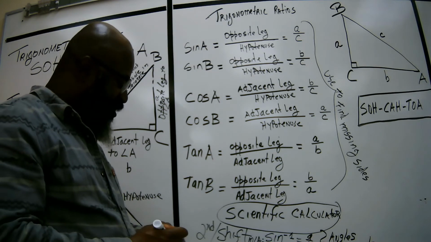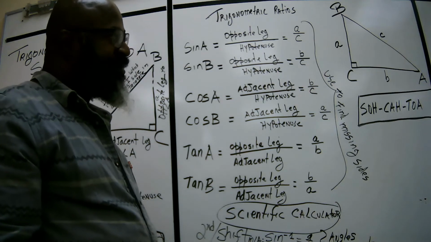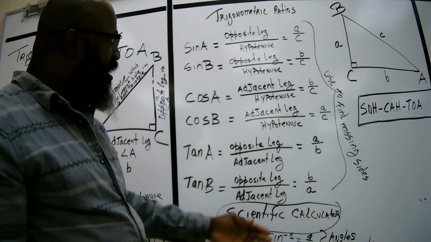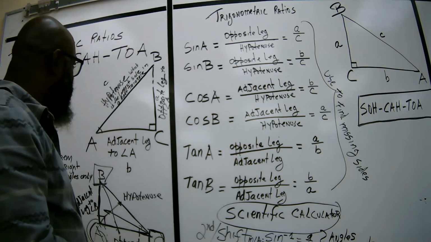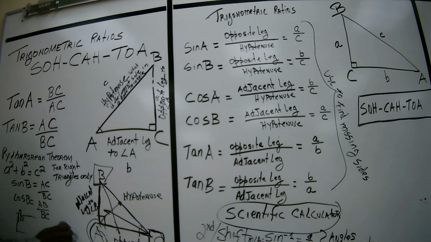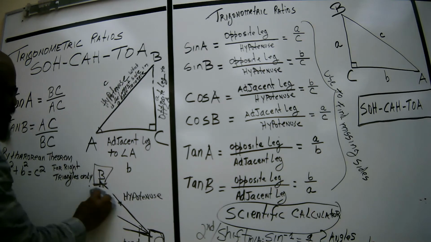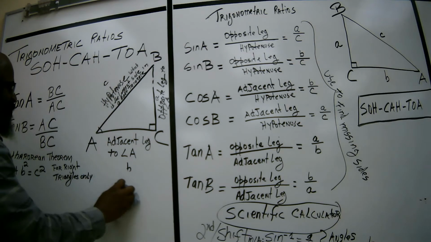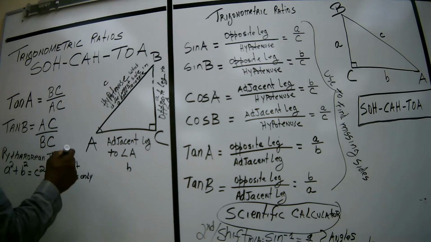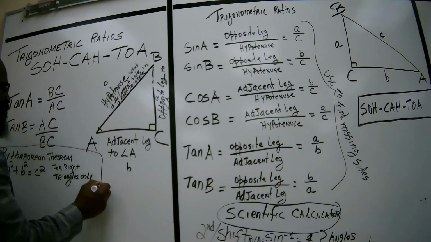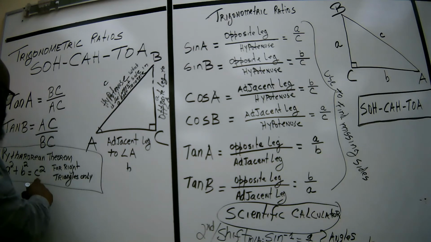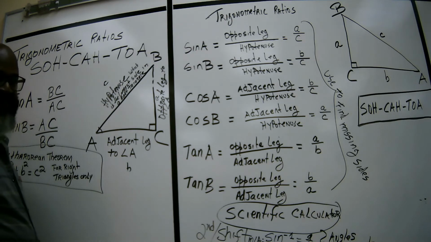So this is the lesson on tangent. We will have to do more of that. Those are simple definitions. Remember that in order to be prepared in this section, you must be able to label the three sides in your right triangle. And since it's a right triangle, you can also use the Pythagorean theorem. A squared plus b squared is equal to c squared, only if it's a right triangle.